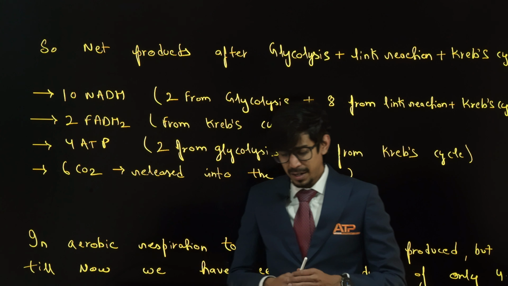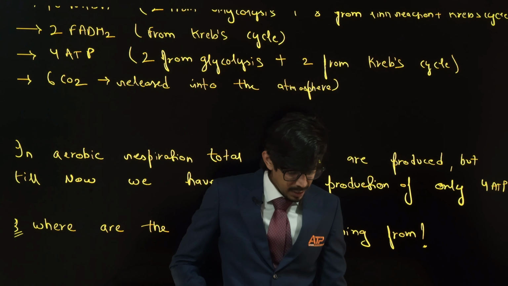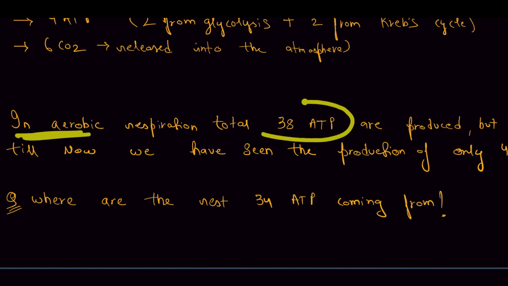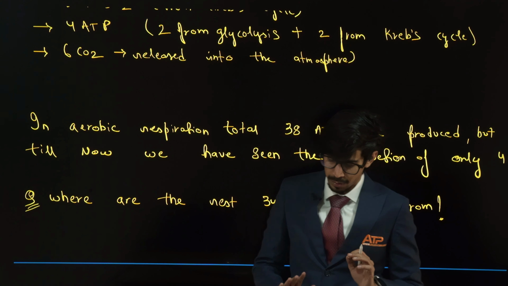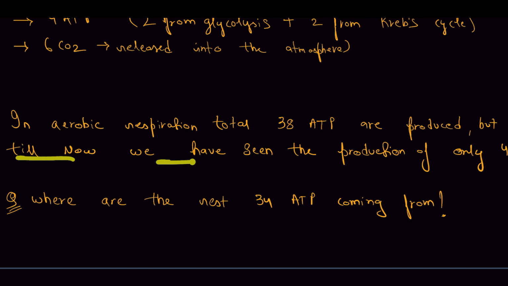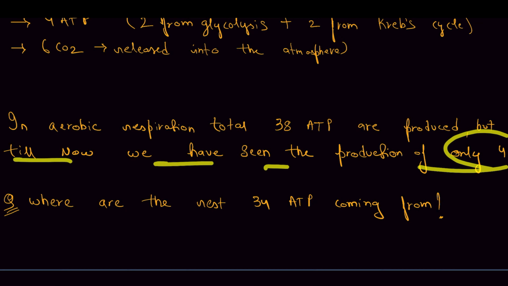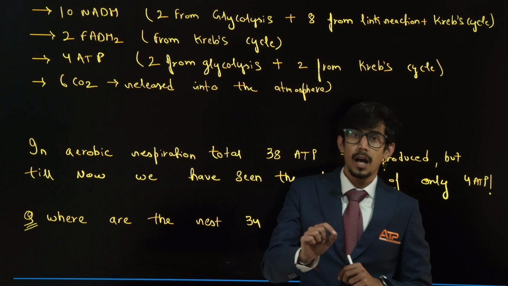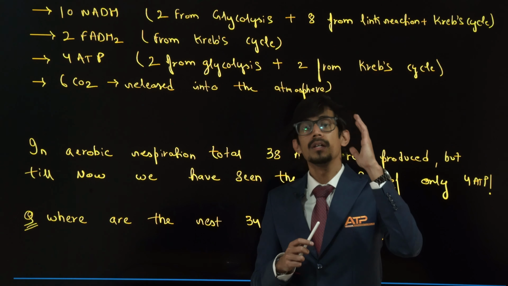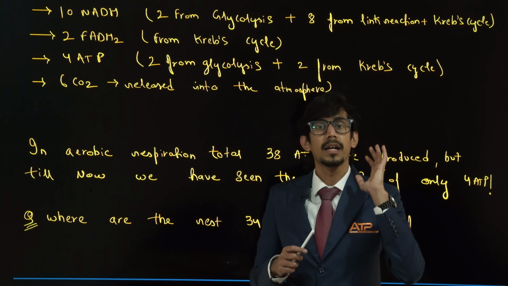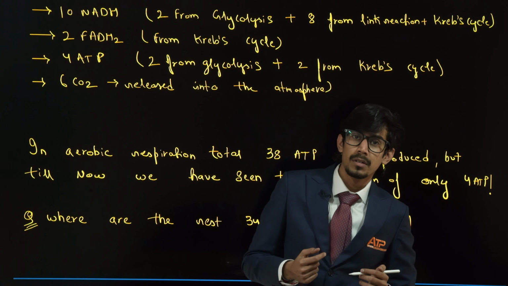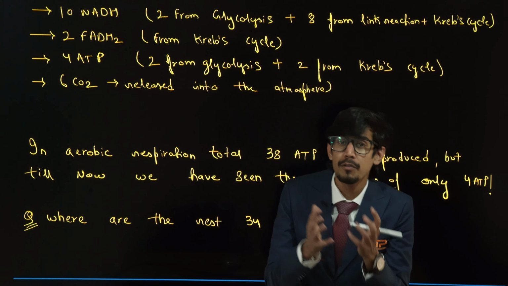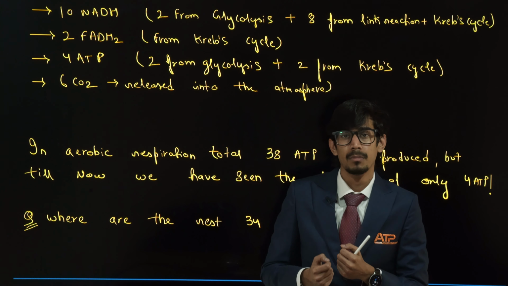Now you must be wondering, sir, that in aerobic respiration, total 38 ATPs are supposed to be produced. That is what we have learned, right? The total 38 ATPs are produced. But till now, we have seen the production of only 4 ATP. Till now, after talking about glycolysis, link reaction, Krebs cycle, everything we have done, we have got only 4 ATPs. Where are the rest 34 ATPs going to come from?